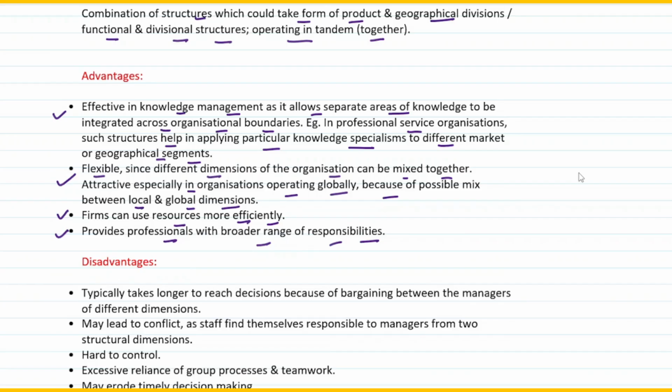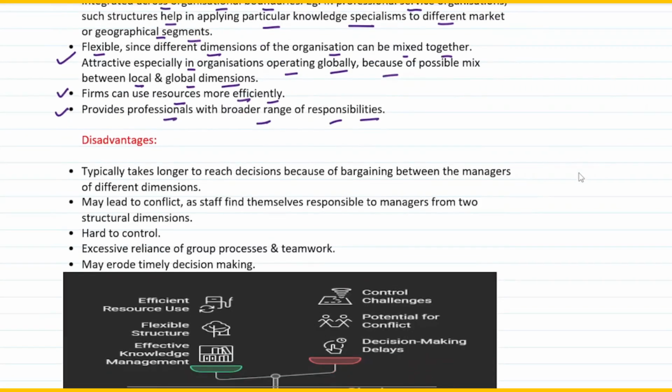So these are the different advantages of matrix structure, but they also have certain disadvantages or cons. So what are they exactly? Let's have a look at that. Typically it takes longer to reach decisions because of bargaining between the managers of different dimensions, because people are set in different dimensions or different places or different geographical setups. There may be a difference of opinion, so that may lead to a bit of bargaining issues. So it can take a longer duration for reaching decisions. So decision making can be delayed.